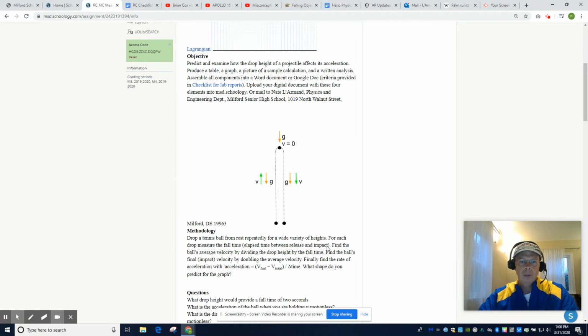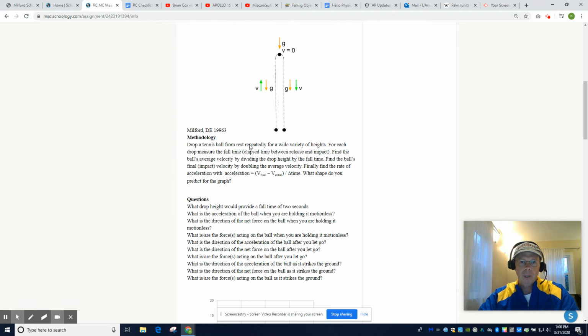So what's up? We're going to drop a tennis ball from rest repeatedly for a wide variety of heights. Notice I don't tell you how many times to drop the projectile. I don't tell you what heights. I don't tell you what range of heights. That's all up to you.